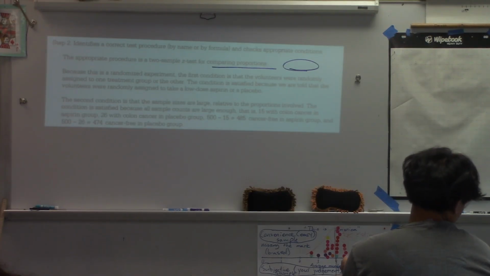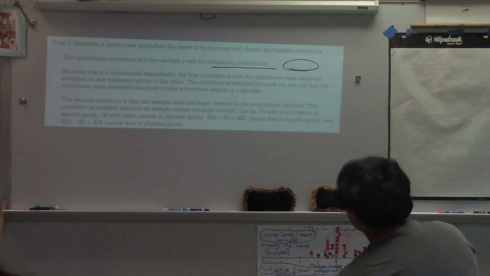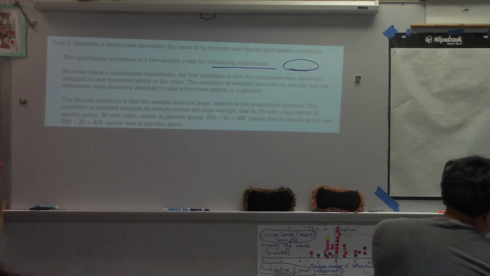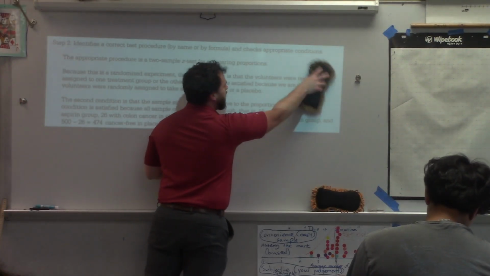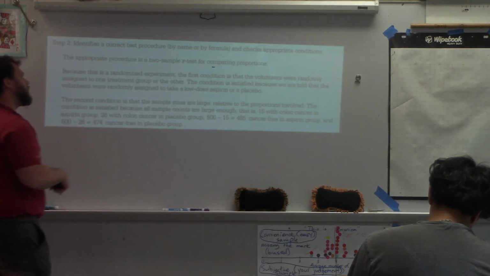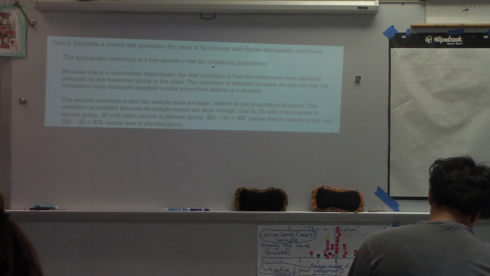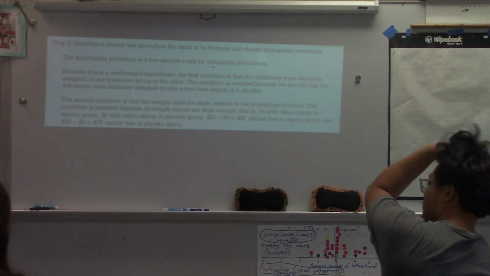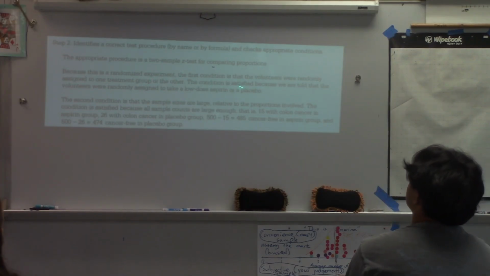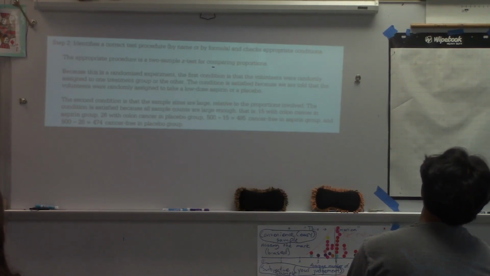Alright, so notice here's where you actually had, I don't know why they put it into step 2, but you needed to, because it's by formula. You had to identify a correct test procedure. Sometimes they accept it by formula, but I would argue writing out the name of it will help you get to the formula, so I always put the name in the choose, and then the formula within the calculate, and we have to check the appropriate conditions. Alright, so appropriate procedure is a 2-sample z-test for comparing proportions, or difference in proportions. Randomized experiment. The first condition is that the volunteers were randomly assigned to one treatment group or the other. Alright, we are told they were randomly assigned. Okay, so we'd have to say that. Not that full paragraph, essentially, or 2 sentences, but yeah.